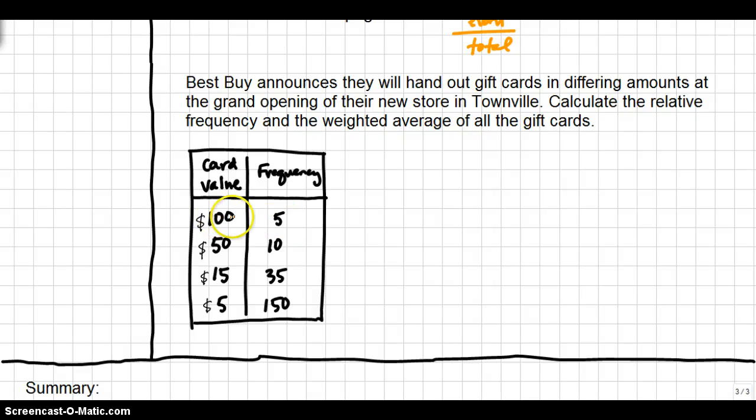So we're going to do a quick example here of relative frequency. They give out 5 $100 gift cards, 10 $50 ones, 35 $15 ones, and so on. If we were trying to find the relative frequency, we would just take the amounts and divide by the total. We would need to find the total here, and real quickly we end up with 200. So we end up handing out 200 cards. You would take each of these frequencies and divide by the total and turn it into a percent. Real quickly here for the weighted average, if students want to give that a try, the weighted average should be 11.375. And if they have questions about how to do that, they can ask.